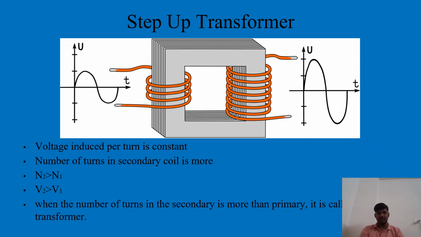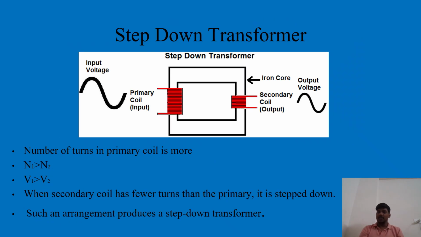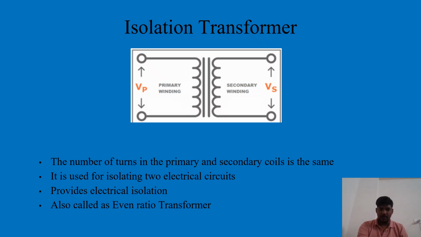There are many types of transformer: step up transformer, step down transformer, or isolation transformer. In a step up transformer, the number of turns in the primary winding is less than the number of turns in the secondary winding, because the number of turns in secondary is more than the number of turns in primary. Similarly, for a step down transformer, the number of turns in the primary winding will be greater than the number of turns in the secondary winding.